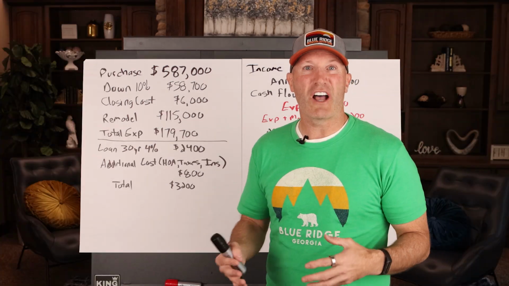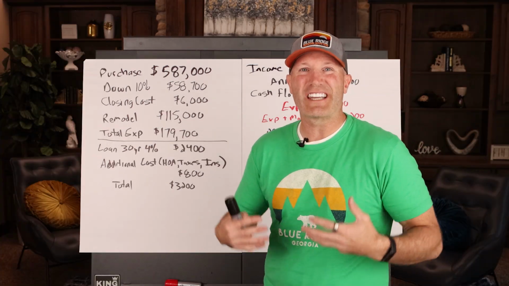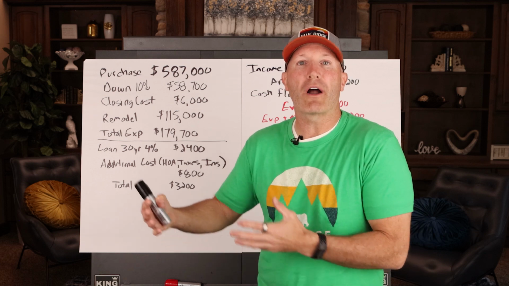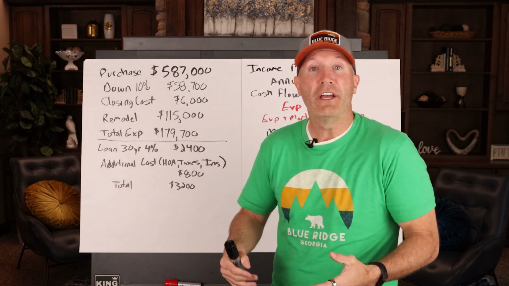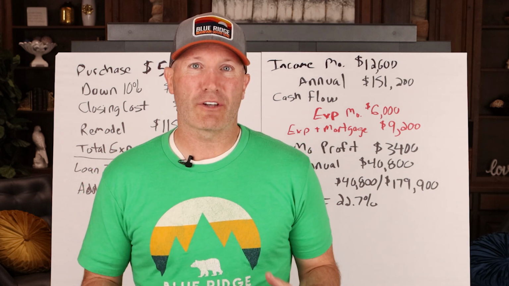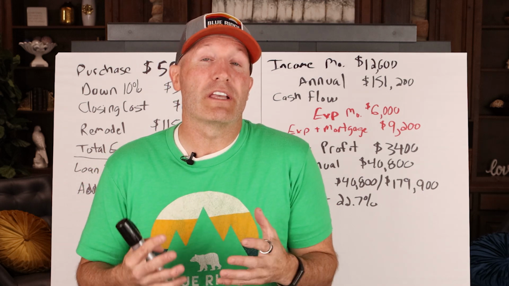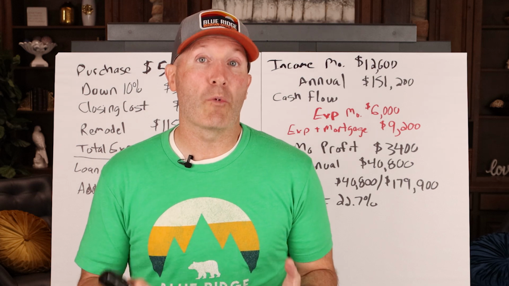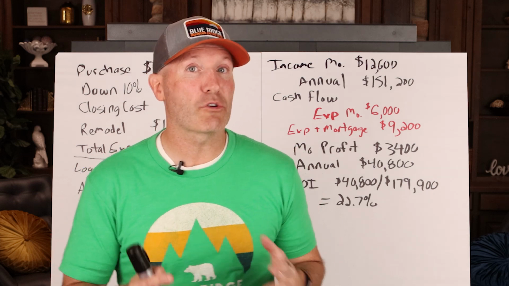Now, there was additional costs of an HOA, taxes and insurance, an extra $800 a month. So our total out-of-pocket monthly expense for the mortgage and HOA was $3,200. On top of all the expenses we have that I talked about to calculate NOI, we now have to realize, is it going to be worth it? Can we cover the mortgage on this property every single month? So let's go through that right now.